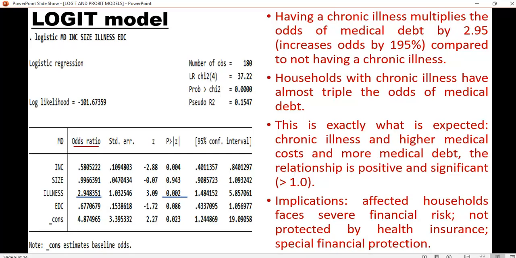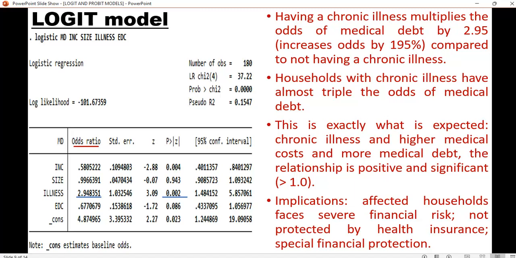This is exactly what's expected. Chronic illness leads to higher medical costs, and higher medical costs lead to more medical debt. You can see the relationship is positive because the odds ratio of 2.94 is greater than 1.0. So it's positive, and it is significant at the 5% level, 0.002. And what are possible implications of this? The affected households face severe financial risks. Also, these households are not protected by health insurance, and therefore they need special financial protection.